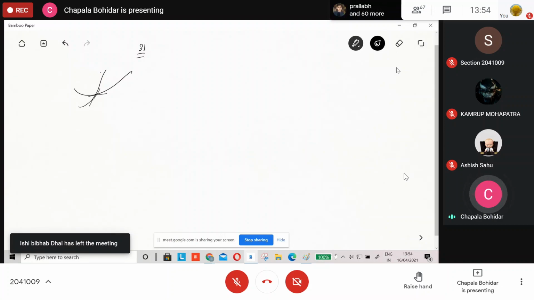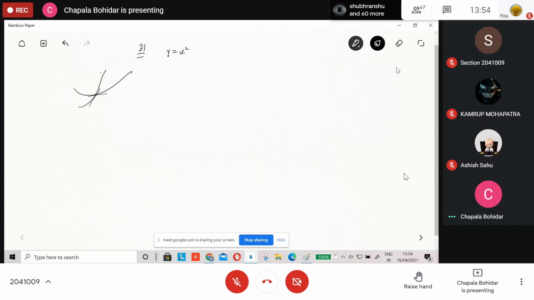y is equal to x square, y is equal to x cube. What is the point of intersection? The points of intersection are 0, 0 and 1, 1.